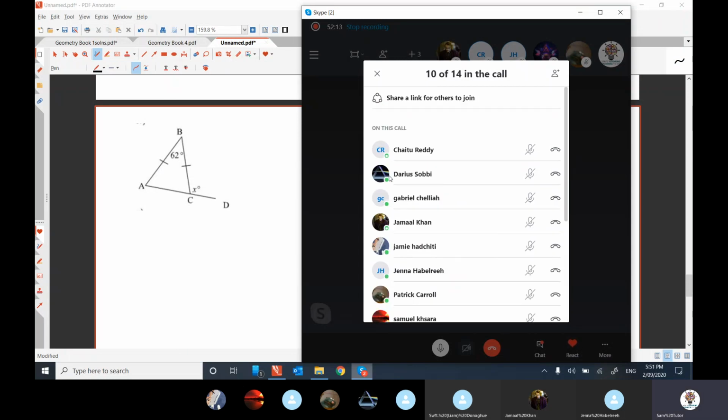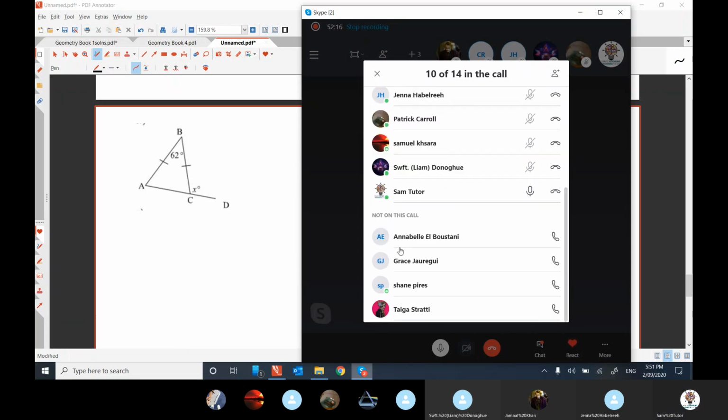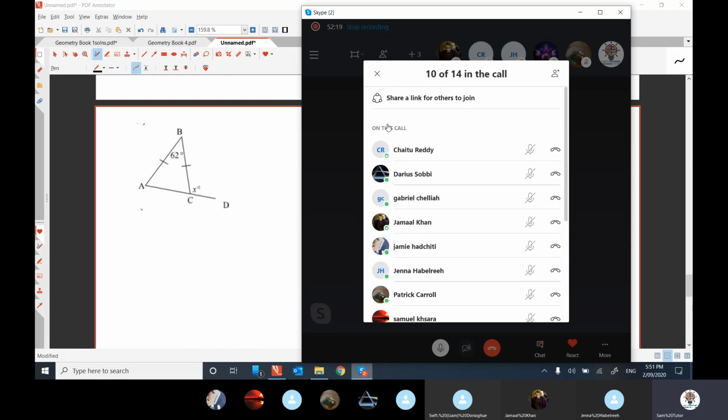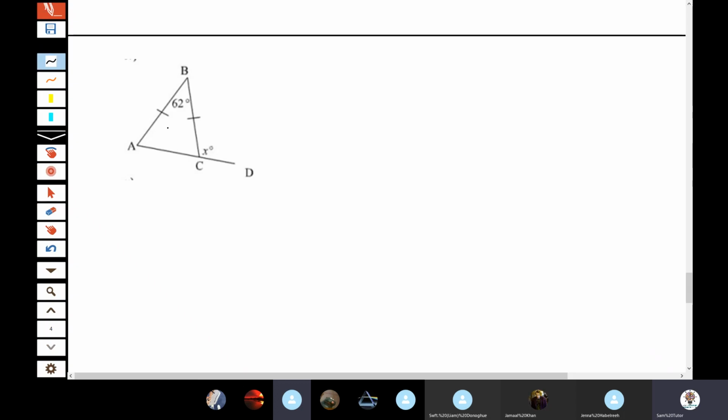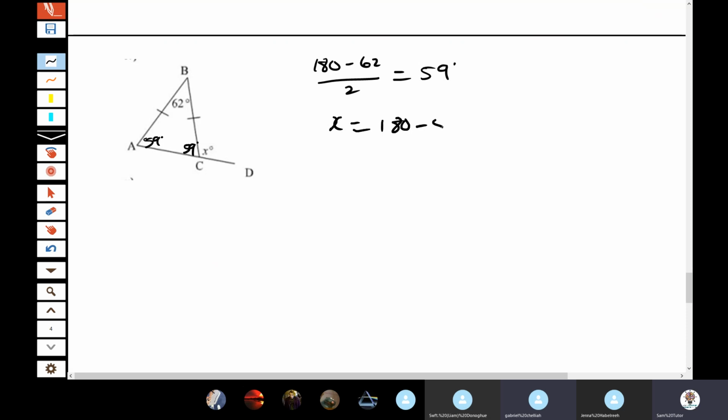Okay. Let's try Gabriel, let's do this one. Yes. All right. This one looks pretty easy. It's isosceles, so 180 minus 62, and that's divided by 2. What do you get? 59. So that becomes 59. That becomes 59. And it's 180 minus 59, so x equals 121. Nice and easy. Good job.